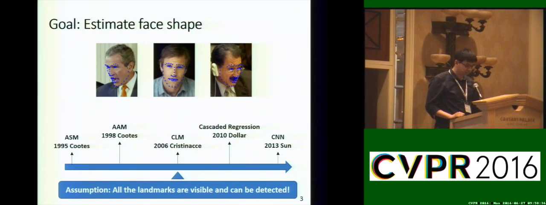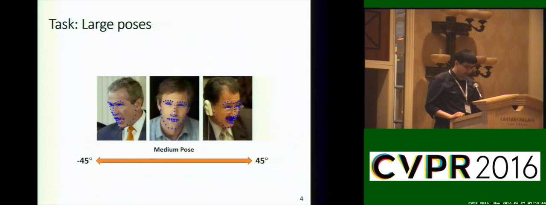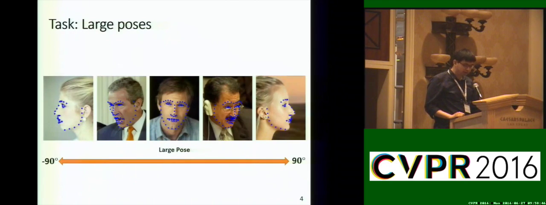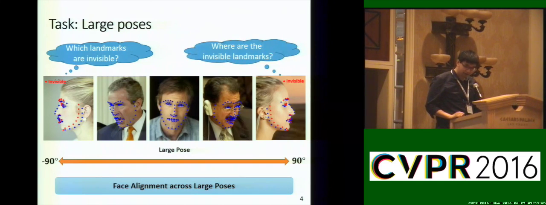All the landmarks are visible and can be detected. The yaw angle of the face is below 45 degrees. Inevitably, there will be some landmarks that become invisible and cannot be detected due to self-occlusion. We call this face alignment across large poses, where two additional questions should be answered: which landmarks are visible, and where are the invisible landmarks?